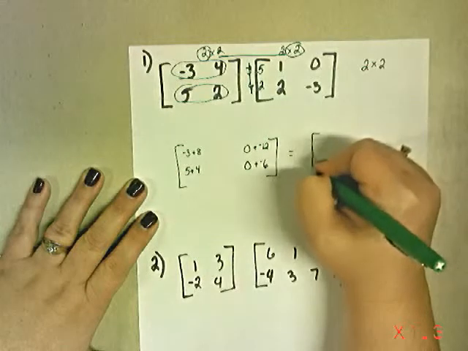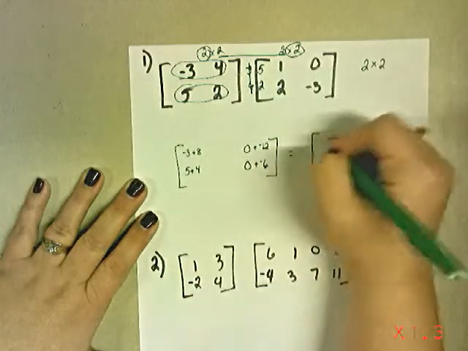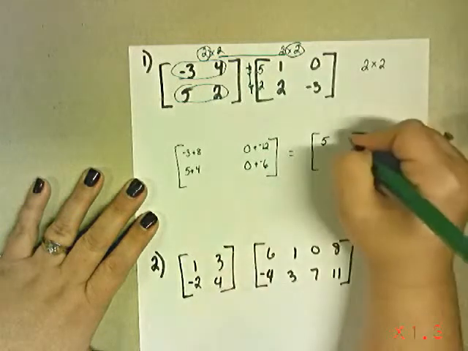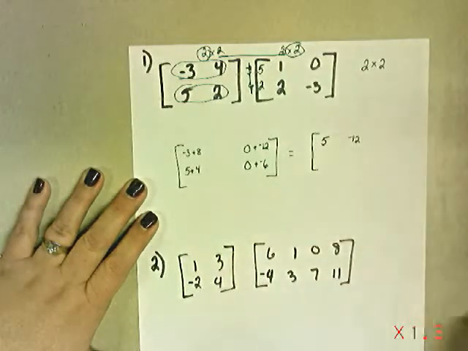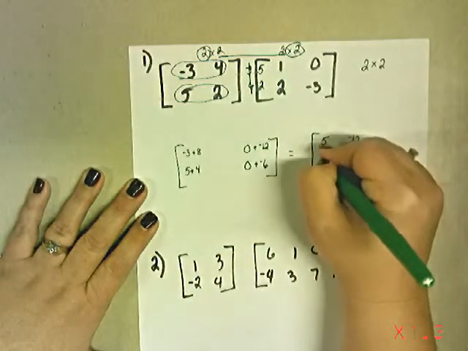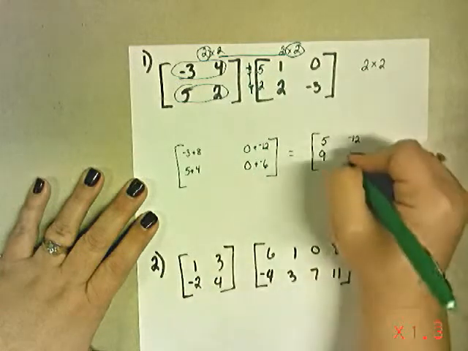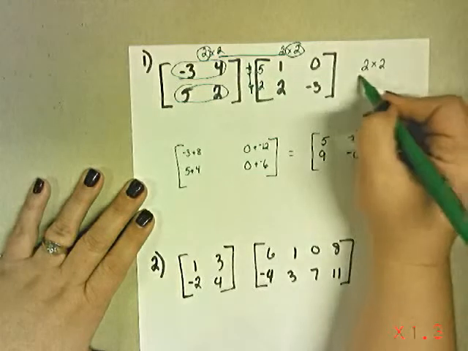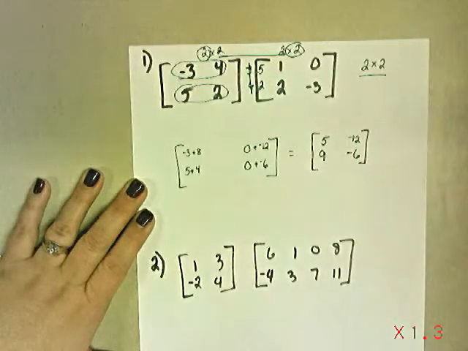Then we just need to do the math. So negative 3 plus 8 is positive 5. 0 plus negative 12 is negative 12. 5 plus 4 is 9. 0 and negative 6 is negative 6. And we did end up with a 2 by 2 matrix, which is what we thought we were going to.